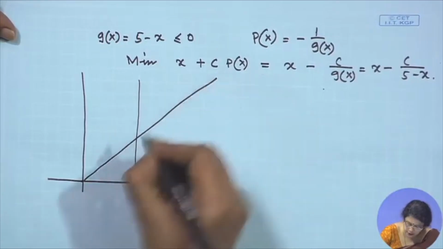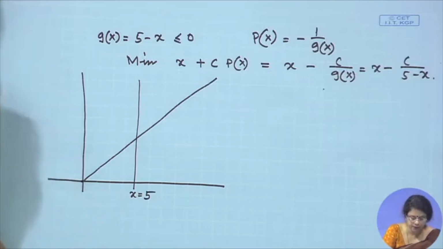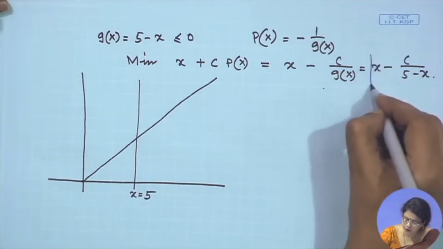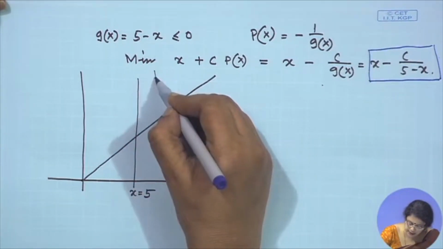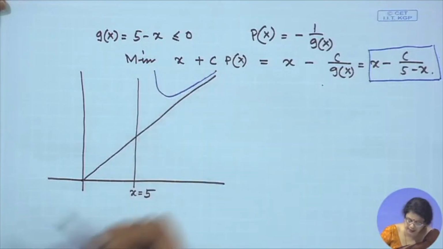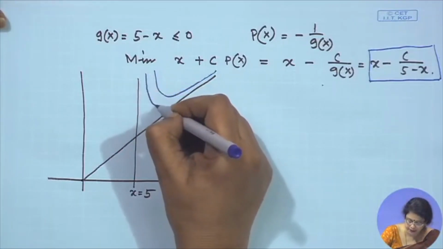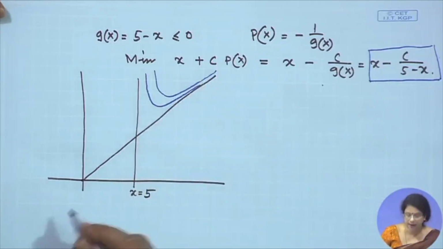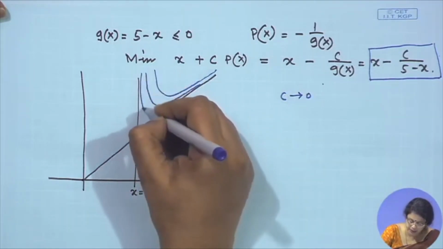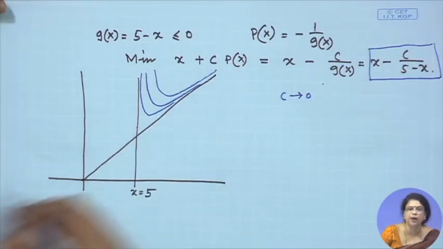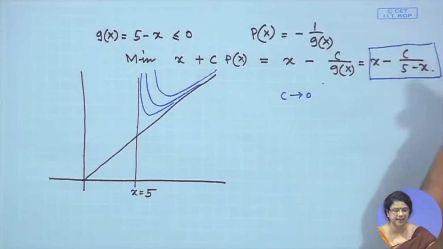Now, if I just draw this function again, this is the objective function, this is x equal to 5, etc. Now, we will see that if we draw this function for different values of c, for c equal to say 100, the function would be like this. For c equal to 10, the function will be like this. Okay. And if the value of c is going to 0, the minimum will approach the value x equal to 5. Okay. This is another way we can consider the penalty function.